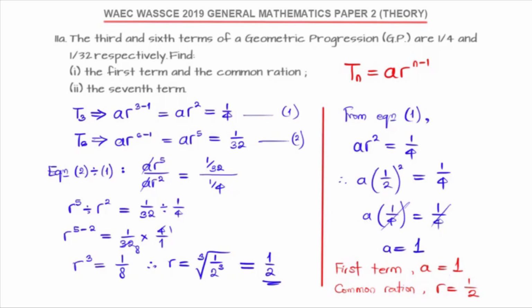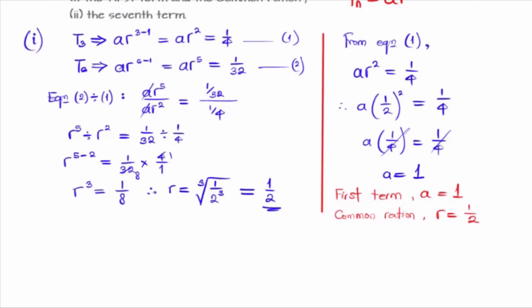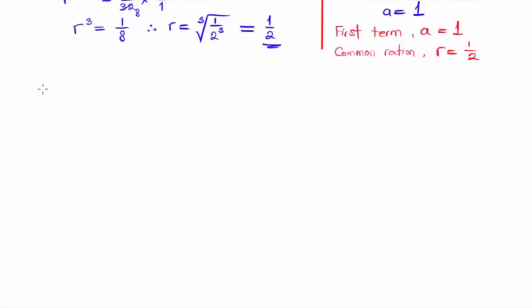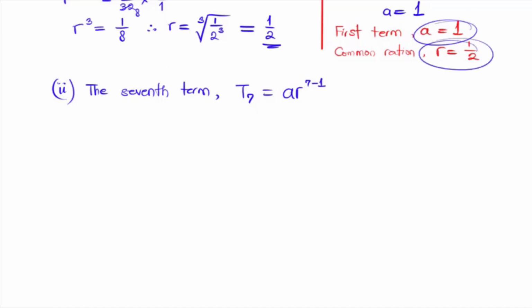We also have to find the seventh term. Using the general formula for the nth term, Tn is equal to AR raised to power n minus 1. Since we know A, the first term, and R, the common ratio, we can find the seventh term. T7 is equal to AR raised to power 7 minus 1. So 7 in the place of n, then T7 will be 1 multiplied by 1 over 2 raised to power 7 minus 1, which is 6.